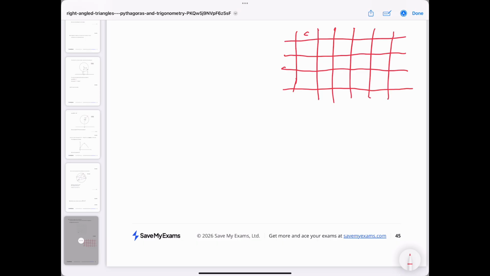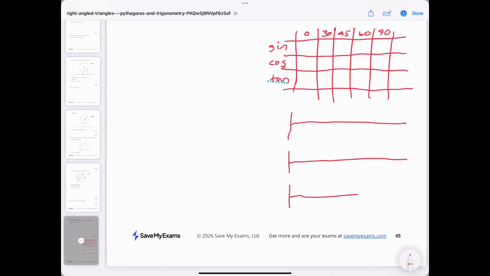So in this table, we've got 0, 30, 45, 60, 90, and you can find various other things based on this. We're going to do sine, cos, and tan. And I'm going to now draw a little diagram. I'm going to be doing various diagrams. You can do this based on your calculator, but it's a good idea to memorize these.